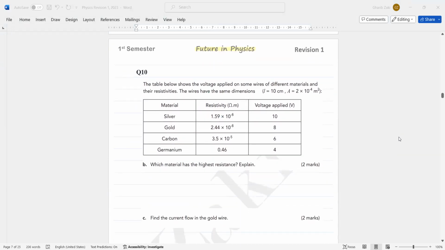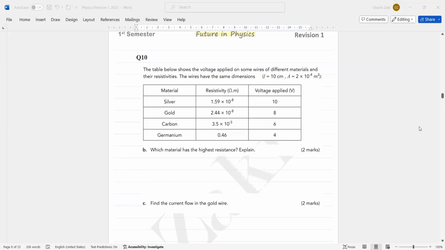Question number 10. Think of question number 10, please. Sorry, because the lesson will be concentrated, because through the 2 hours, we need to finish the whole revision. Try to think of question number 10, please. The table below shows the voltage applied on some wires of different materials and their resistivities. The wires have the same dimensions, so they have the same length and the same cross-section. Which material has the highest resistance?